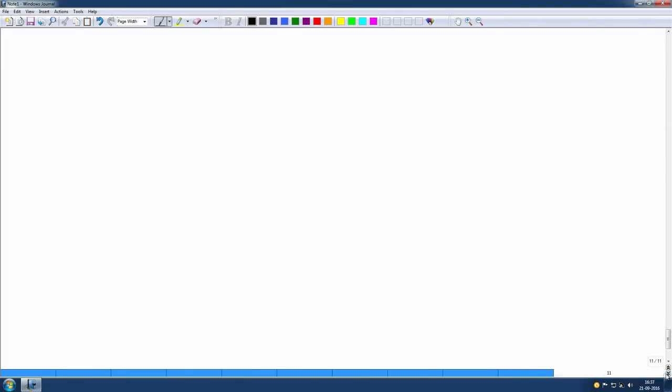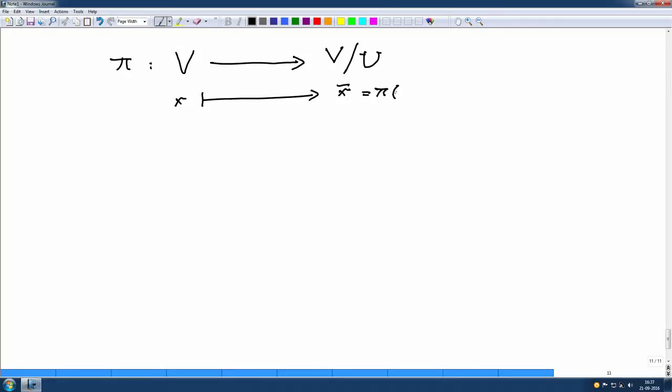So, now let us look at the quotient map. The quotient map I am denoting by pi. Pi is a map from V to V by U. This is a natural quotient map, that is x going to x bar, or sometimes x bar I will also write as pi x. And we have checked this is well defined, I need to check pi is k linear. Now I have two vector spaces, this and this, and I want to check that it is k linear.